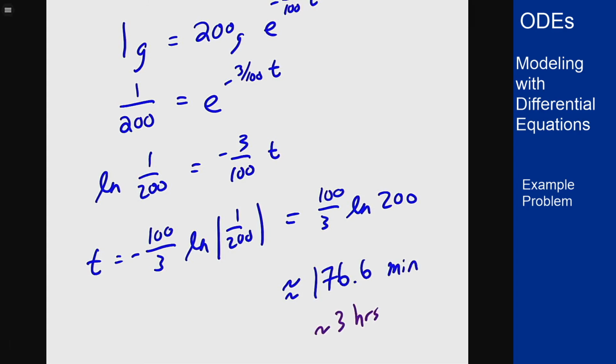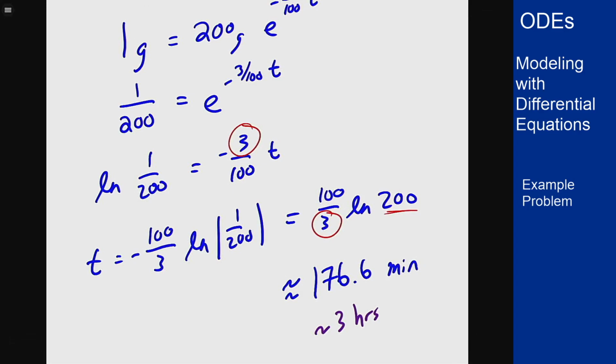So that's a long time. If you plan to run multiple experiments in a single day, that might be too long. How could you change that? Well, if you look at the way this was set up, this 3 here is our flow rate, which is the same as the 3 here. This 200 was our starting condition value, so we can't really change that. We can't really change the 100, but the 3 we could change.